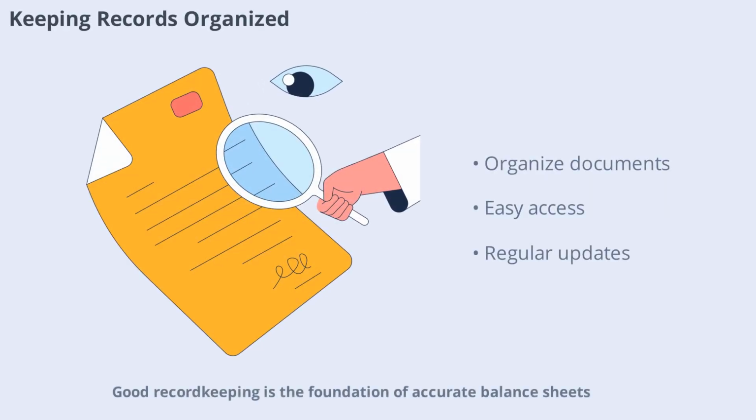Good record keeping is the foundation of accurate balance sheets. Store all financial documents, receipts, and statements in an organized system, digital or physical. The key is easy access and regular updates. Organized records make balance sheet preparation faster and more reliable.